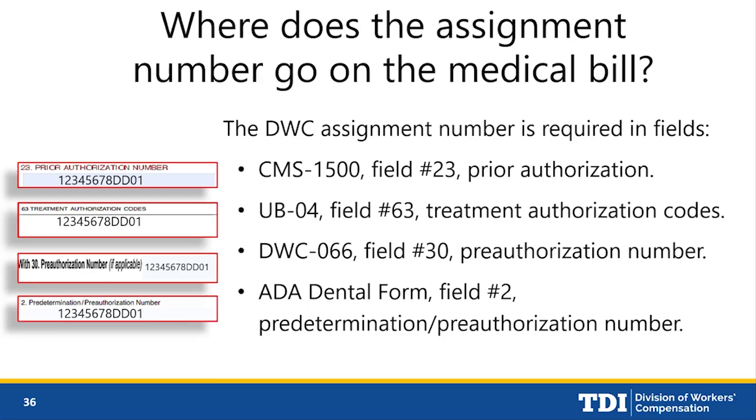So if a carrier receives a designated doctor bill without an assignment number, they need to follow Rule 133.200, which says that they either need to fill in the blank for the healthcare provider or return the bill as incomplete. So we want that number to be in there so that you don't run into this problem.